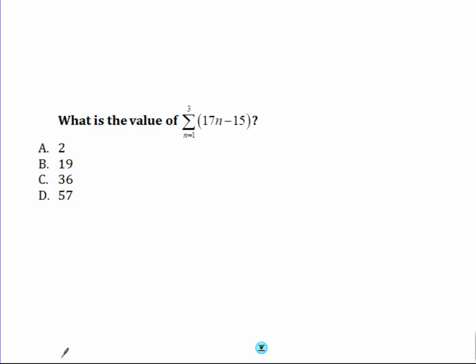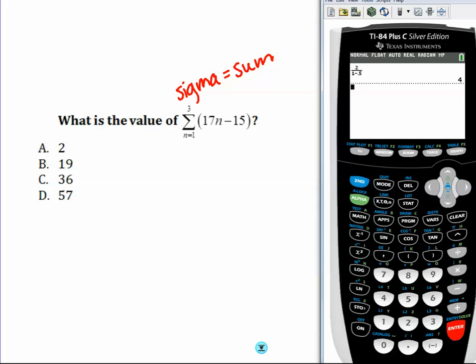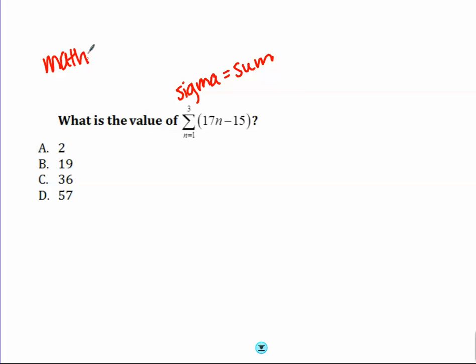The next example says, what is the value of, and then there are a whole bunch of symbols. Remember that this E is a sigma, and it means sum. You can find this symbol in your calculator, so you don't actually have to do any work, you just need to type it in your calculator. If you hit math and then 0, that'll bring up sigma and then some boxes for you to type in. So do math and then 0, which says summation.